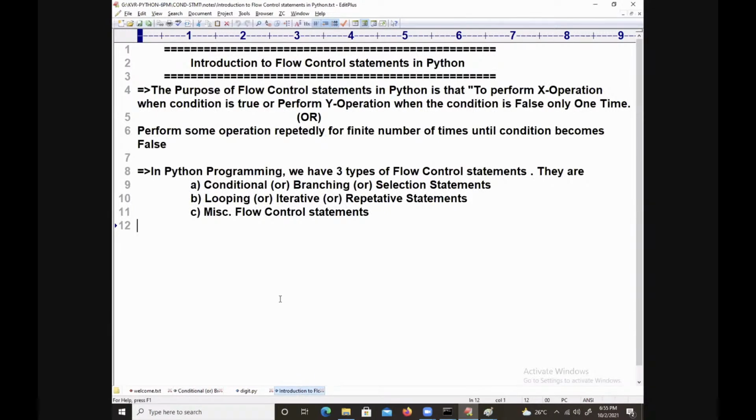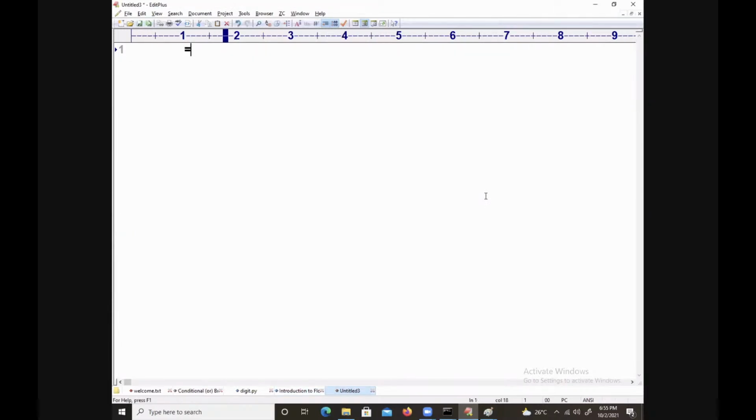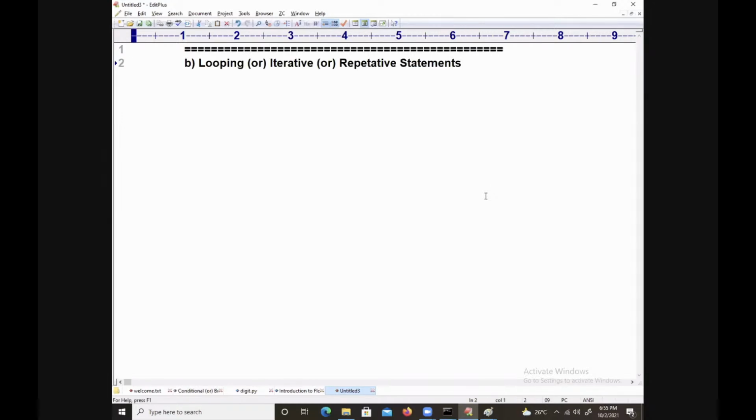Yes, ma'am, Amitabh, I will take care of everything. We will compulsorily take care. Now I'm entering into the looping statements. So let us start with the looping statements here.